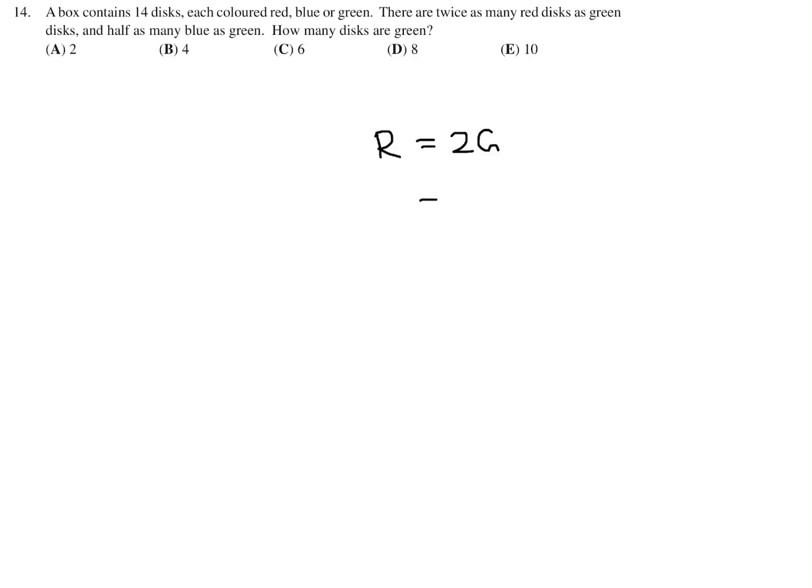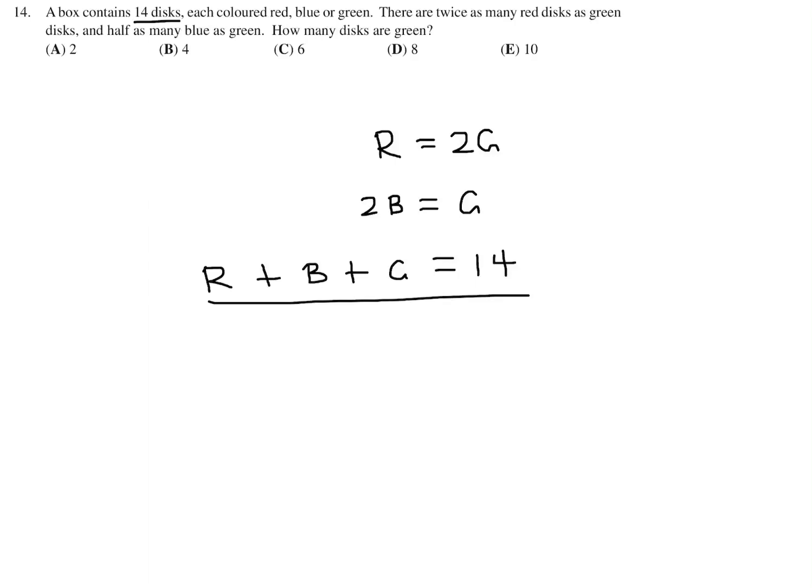So that means green is equal to 2B, like that. And they tell you that the total is 14. So R plus B plus G is 14. So what we can do is just substitute all these into here, our main formula. So for R, I'll put 2G right here. B, I'll put G over 2 from here. And then G I can just leave alone since that's the variable I need to figure out the value for.